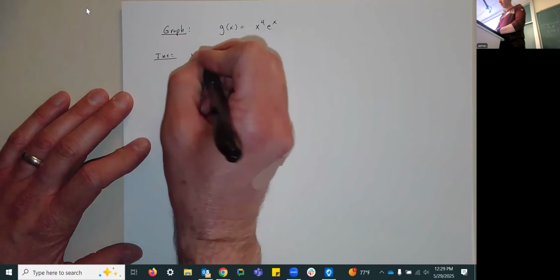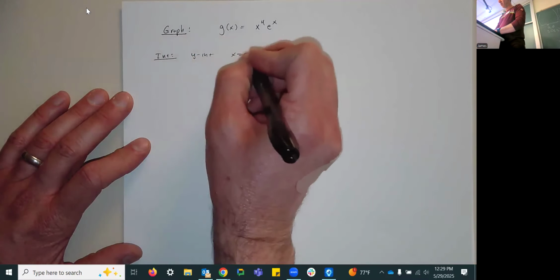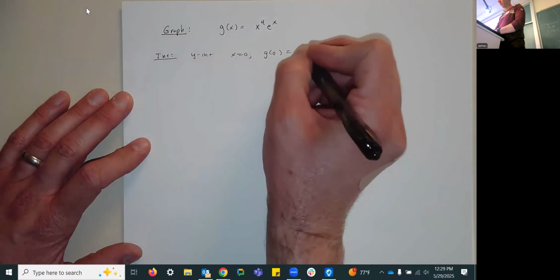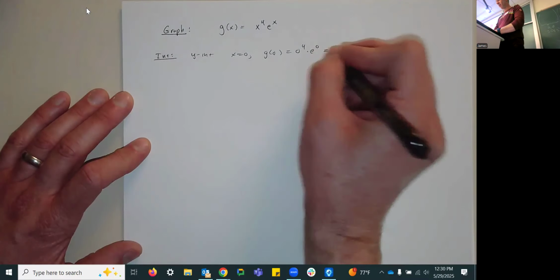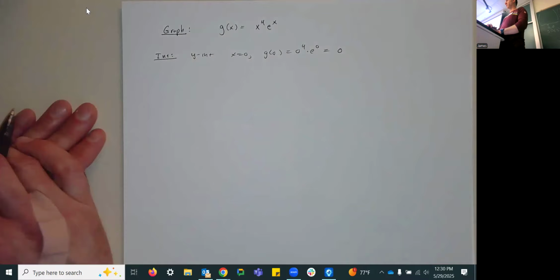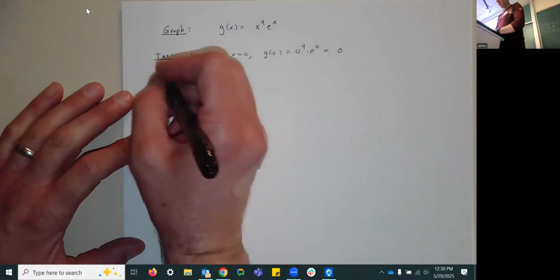So the y-intercept, x equals 0. G of 0 is 0 to the 4th times... I shouldn't really even think about the next part, because 0 times anything is 0. Well, there's an exception to that rule, but we'll talk about it later.